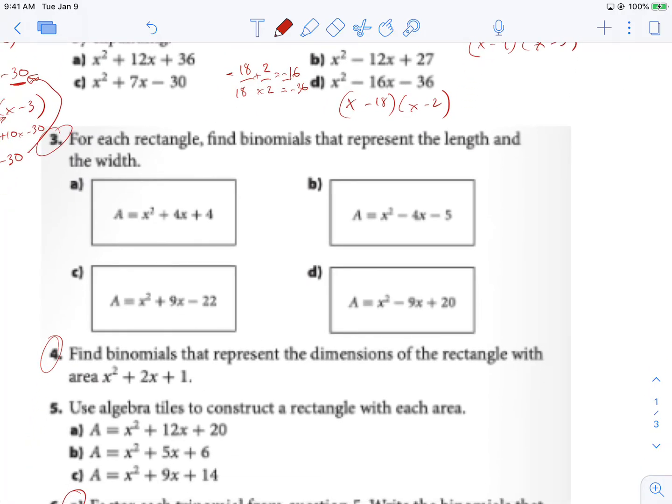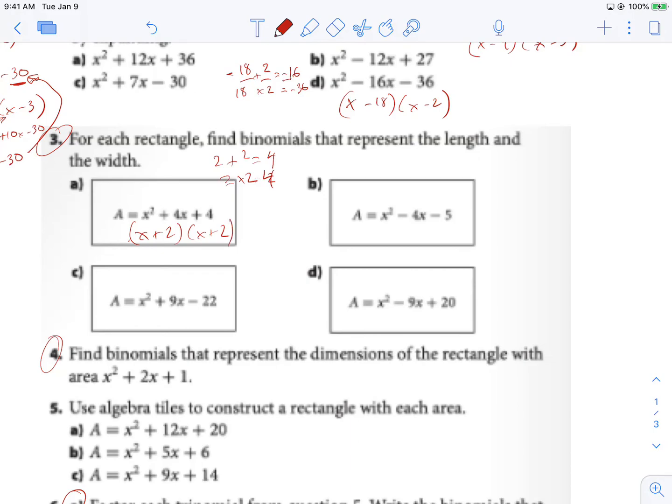Perfect. Okay, for our next one, x squared plus 4x plus 4. So we've got to find two numbers that add up to 4 and multiply to 4. Oh, I'm already giving the answer away. 2 and 2, of course. So we would have x plus 2 and x plus 2.